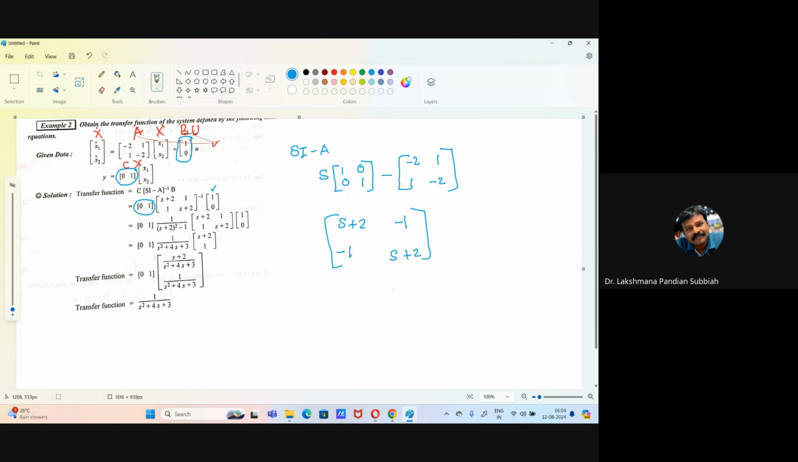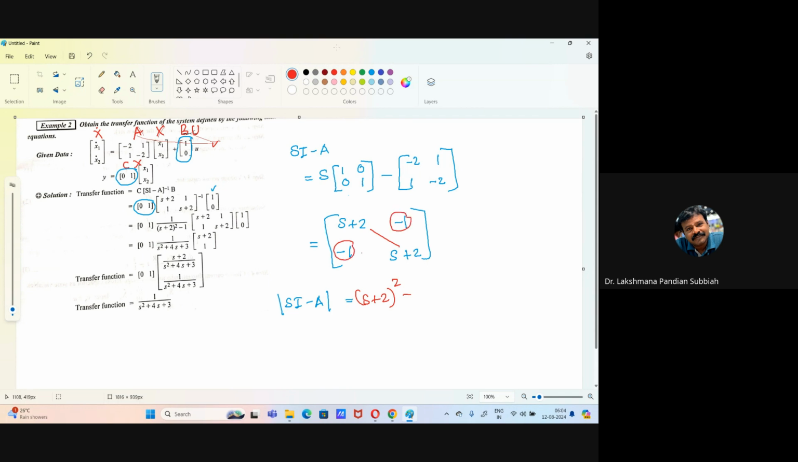Now you want to find the inverse of that matrix. So first you have to find the determinant of sI minus A. The determinant of sI minus A is represented by the absolute value of sI minus A. So this is equal to the multiplication of s plus 2 and s plus 2, so you get s plus 2 whole square, and minus into minus 1 and minus 1.